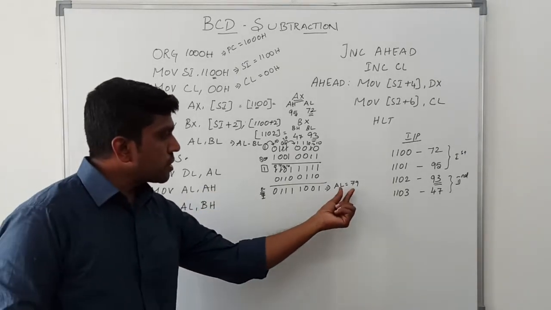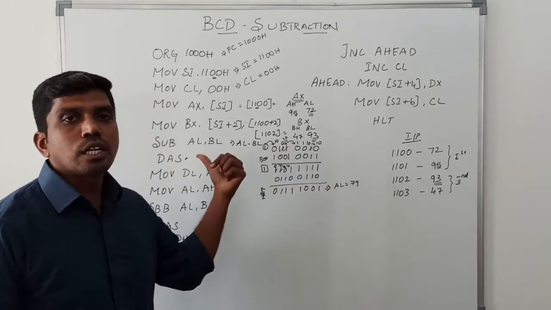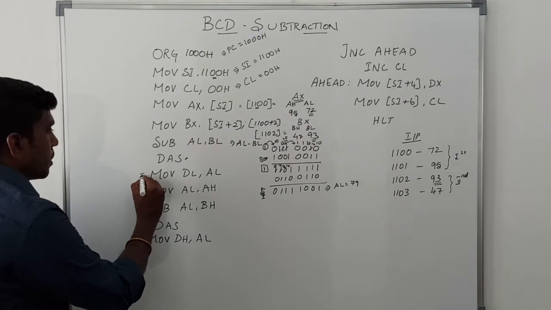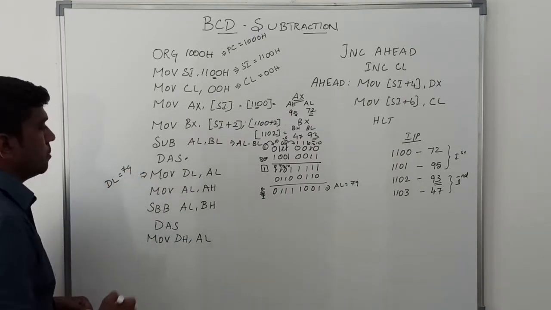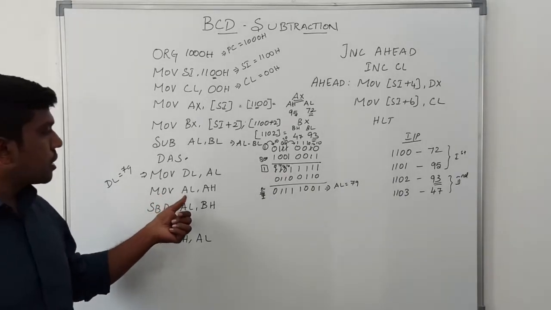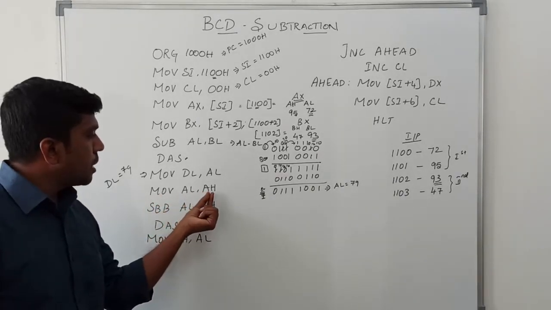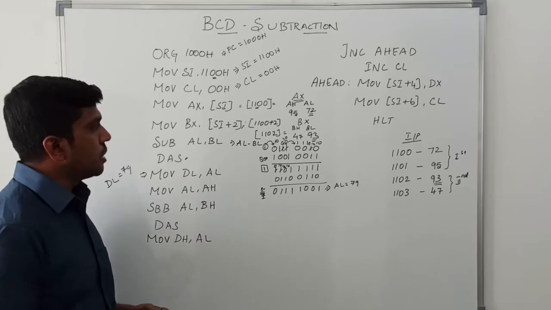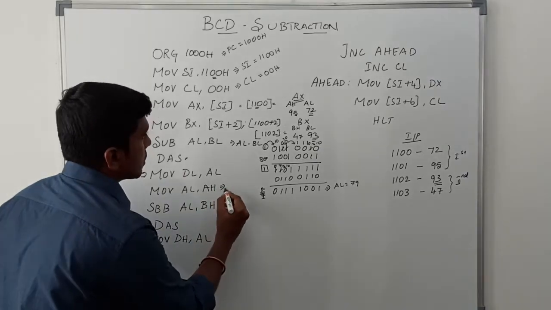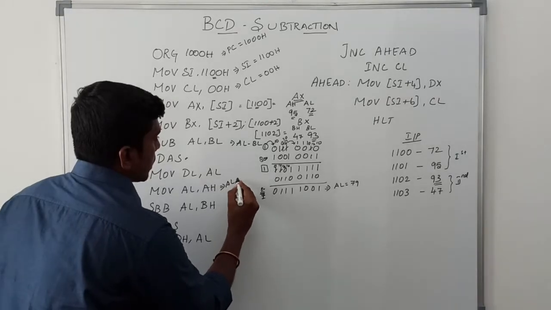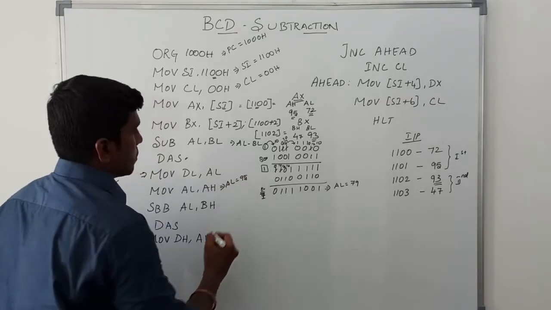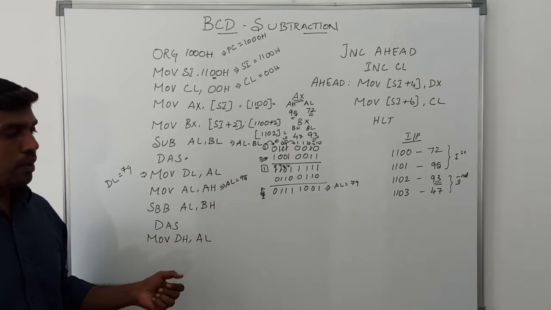Whatever value is present in the AL register, that content is transferred to DL. So after execution of this instruction, the DL content is 79. Then MOV AL, AH. This AH value is transferred to the AL register. After execution of this instruction, the AH value is 95, and it is transferred to the AL register. So the AL value is 95.